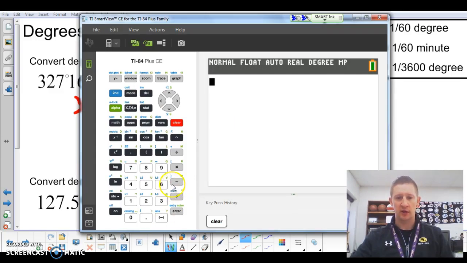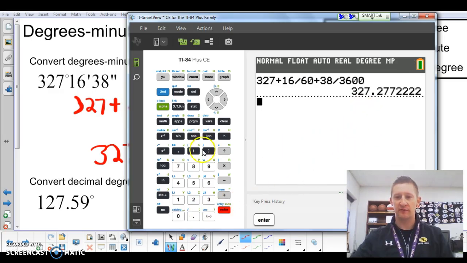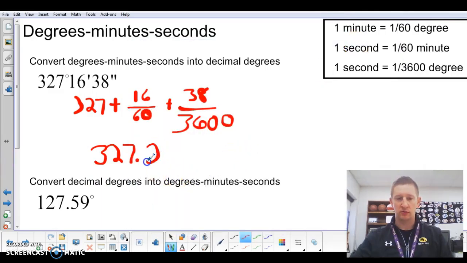So here's what it would look like if I do the whole deal together. 327 plus 16 over 60. I'll be sloppy with my lack of parentheses, but it's going to work out okay because it's dividing. And plus, what was it, 38 over 3600. And I hit enter, and there we go, 327.277. We'll round it off to that. 327.277 degrees is our label for that one. Okay, so that's going from degrees, minutes, seconds into decimal degrees.